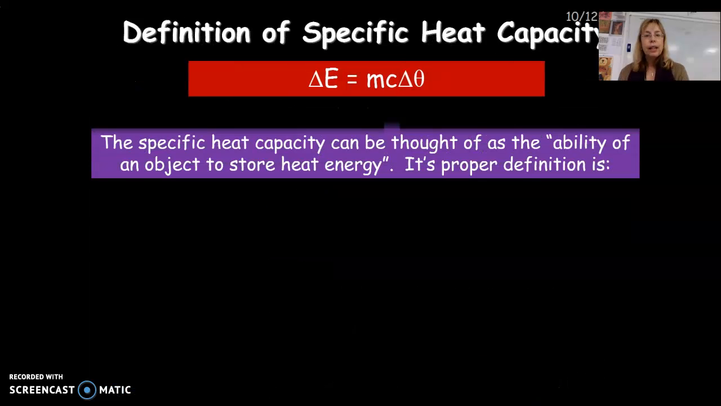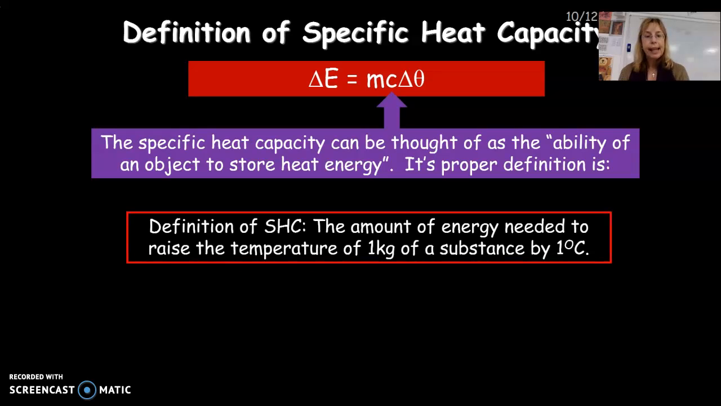Okay, so here is a definition for specific heat capacity. The specific heat capacity can be thought of as the ability of an object to store heat energy. We say it's the amount of energy needed to raise the temperature of 1 kilogram of a substance by 1 degree Celsius. So if you can pause and write down that definition, please.